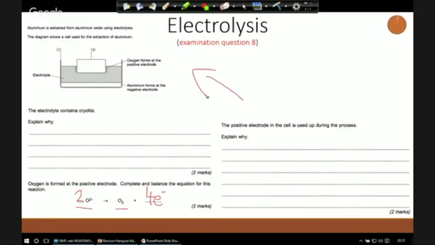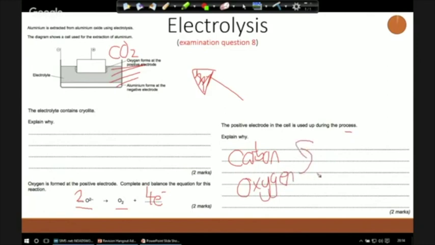Finally, using this particular diagram, the positive electrode in the cell is used up during the process. Explain why. Again, if you looked at the previous question, the diagram had carbon dioxide forming. It's because our electrodes are made of carbon. The carbon will react with the oxygen during the electrolysis, and together that will form carbon dioxide.